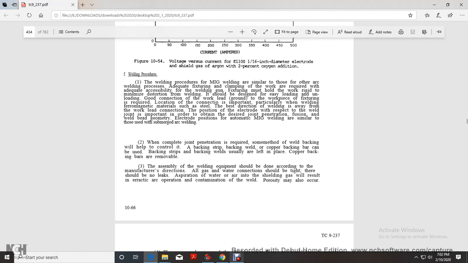When complete joint penetration is required, some method of weld backing will help the control of the back side of the weld. Copper backing bars can be used. Backing strips of the back welding are usually left in place. Copper backing bars are removable.